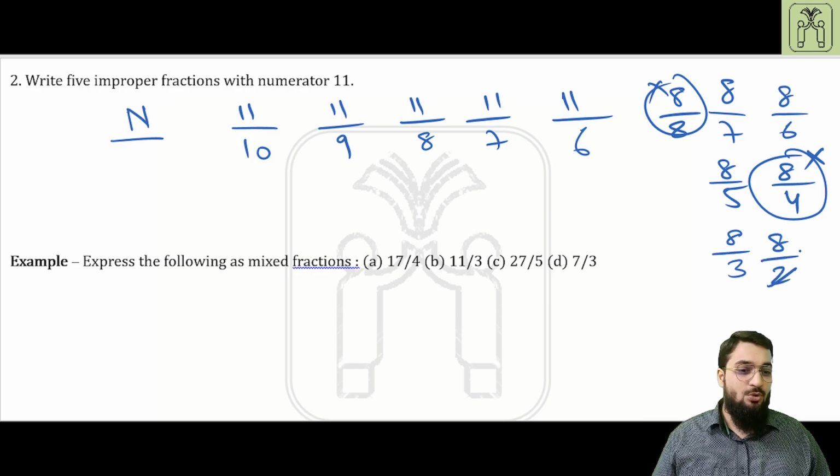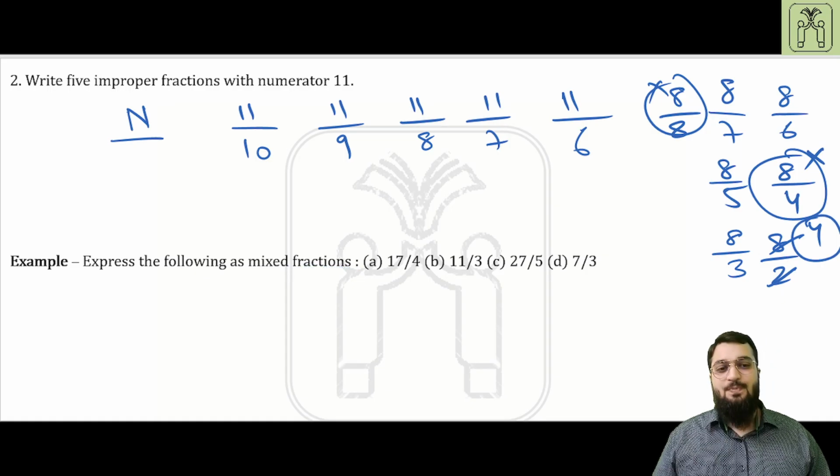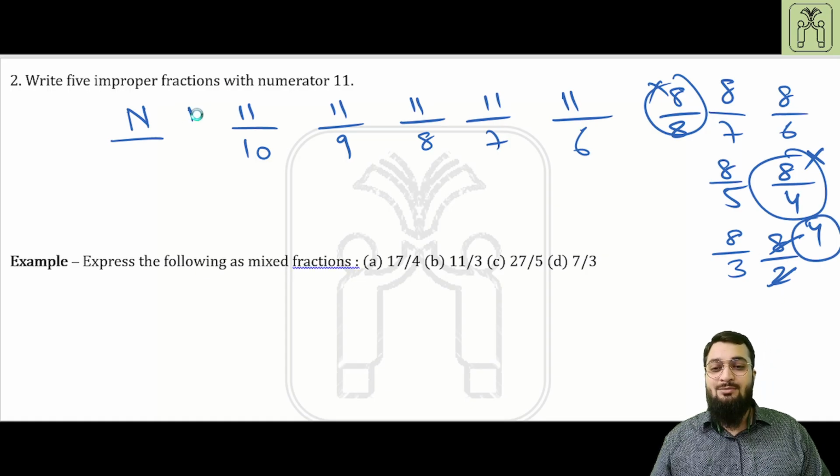8 upon 2 will still give you an integer, that is 4. So do not write 8 upon 2 also. So similarly here, we did not write 11 upon 11. We started with this part.